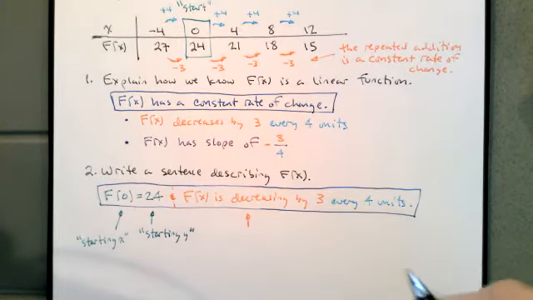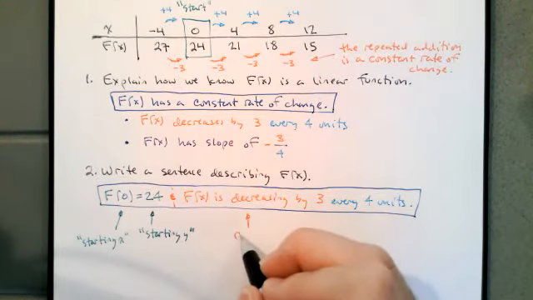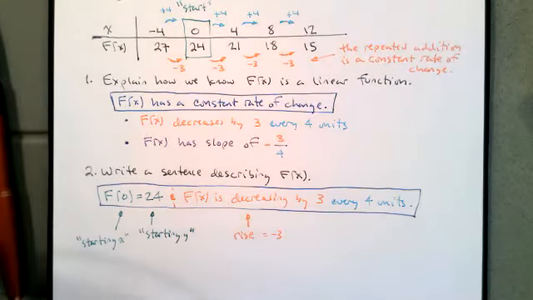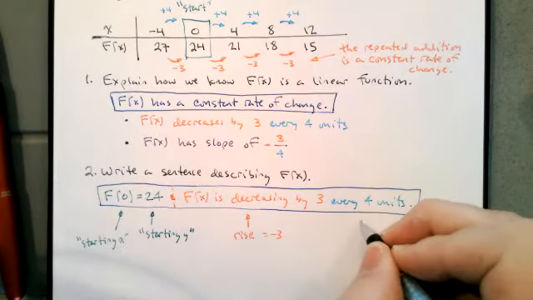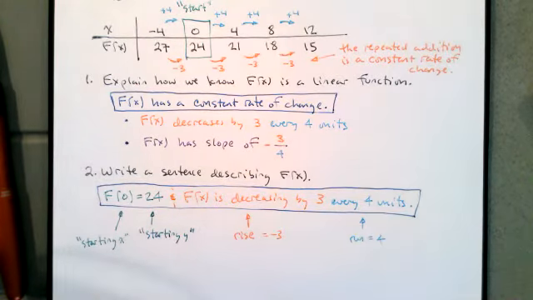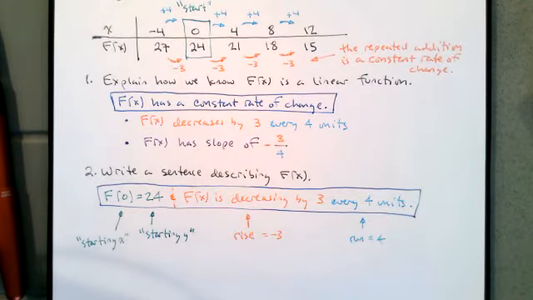In a linear function, since we can use slope, we can call this the rise. And how often the rise happens is the run. We wouldn't want to use those terms in writing a sentence about what's going on. We would just want to say f of 0 is 24 and f of x is decreasing by 3 every 4 units.